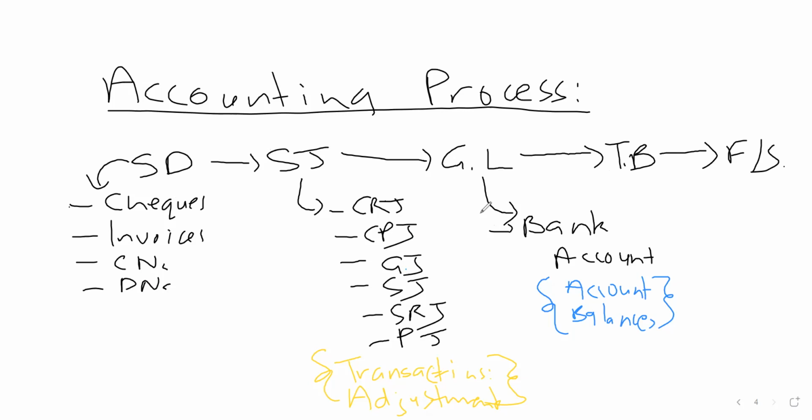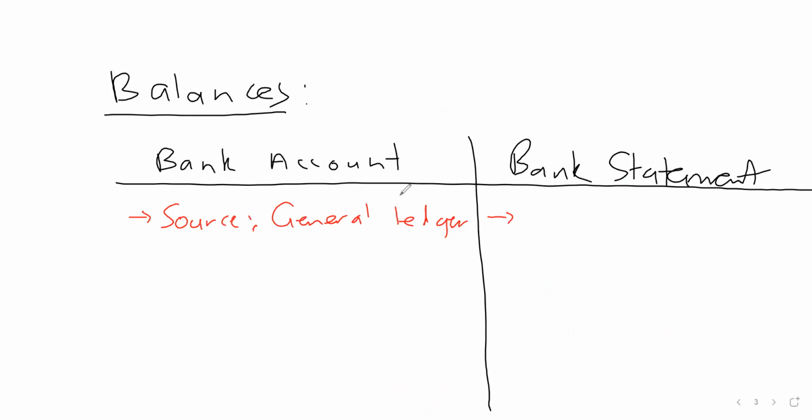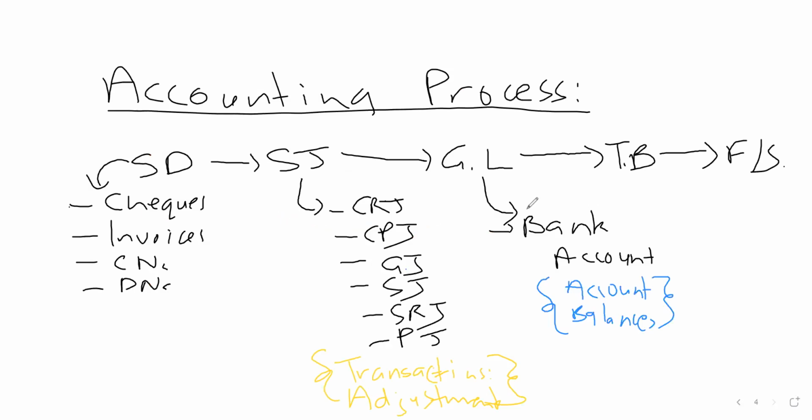Right. Yes. Now that I've explained this, I explained it because I wanted you to understand where balances are coming from as far as determining the balance according to the bank account and the balance according to the bank statement. Where is this information coming from? Where do I get the balance according to the bank account? Normally it will be coming from the general ledger, which is part of your general ledger accounts. What do you see there? Account balances. That's what we see from the general ledger, right?